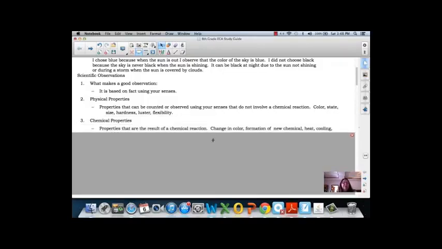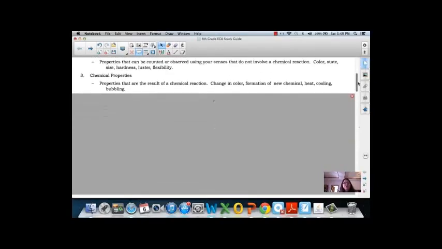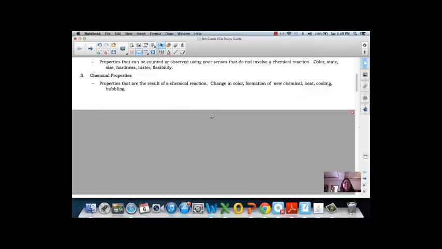And then chemical properties, okay? So chemical properties are also good observations to be listed. Chemical properties are a result of a chemical reaction. So a chemical has to have reacted with another chemical, and then in that process, you could see a change in color, a formation of a new chemical, bubbling, heating, cooling. Those are just a few. Release of gas. Those are chemical properties.